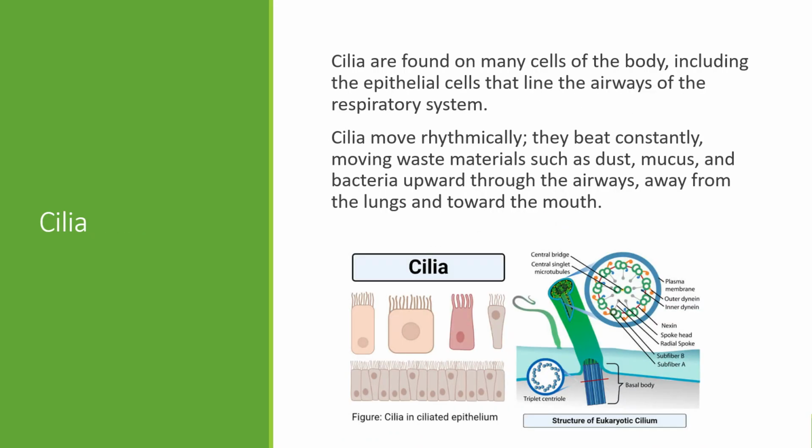Cilia are not part of the cell membrane. These are hair-like structures. They're not hair, but they're hair-like structures that are on a lot of epithelial cells that line places like airways and fallopian tubes, places like that. The cilia move rhythmically. In other words, they all move together and they beat constantly. And so they're able to move things by the cell. So for the most part, our cells can't move, but we can move things by them.